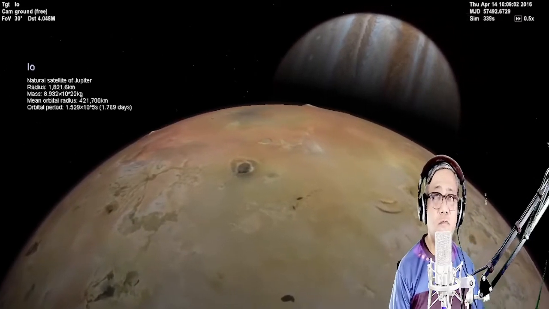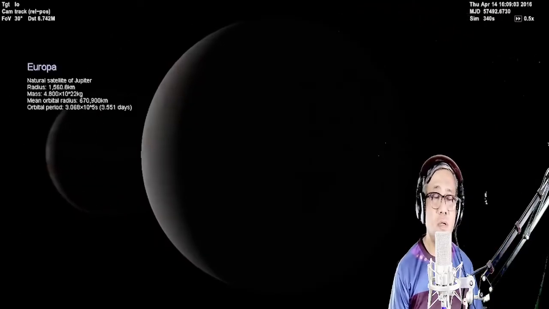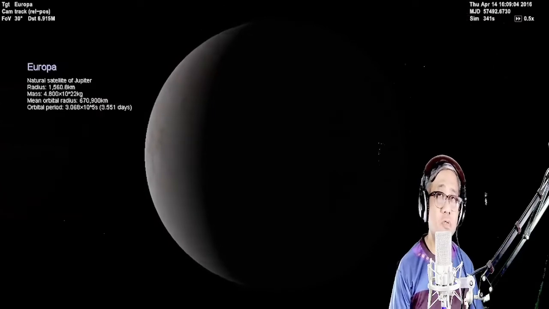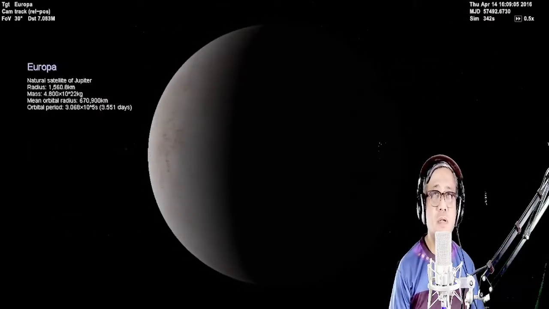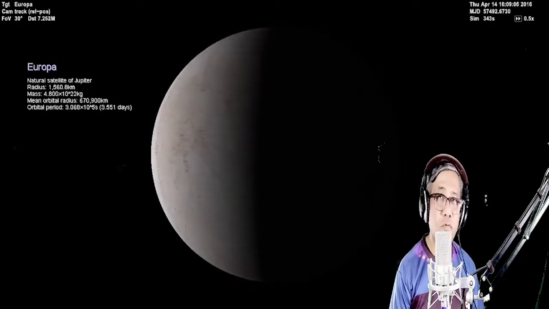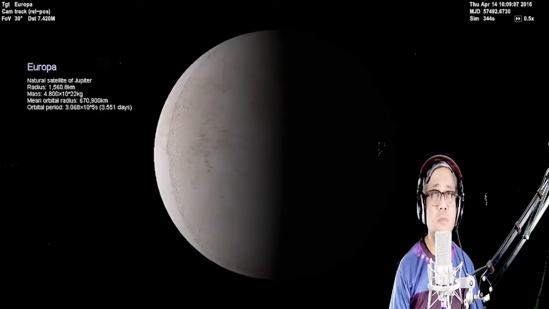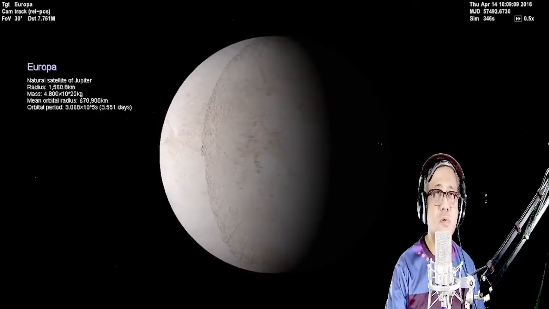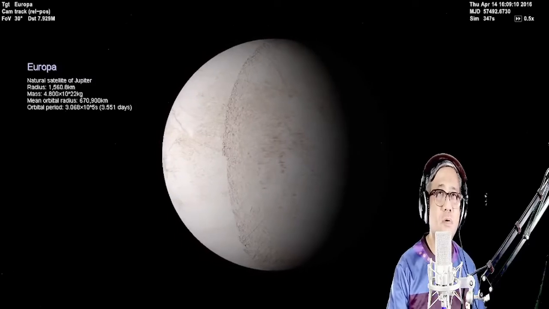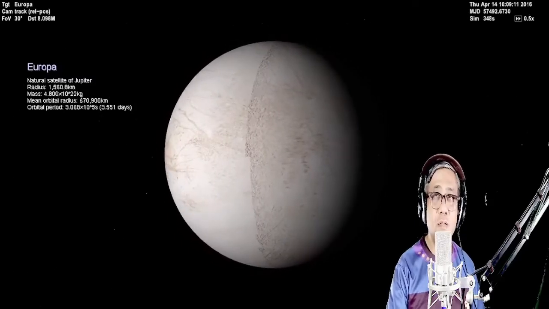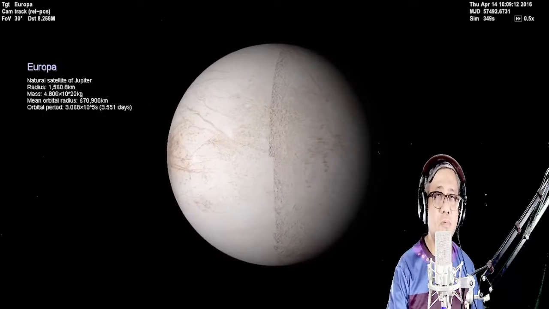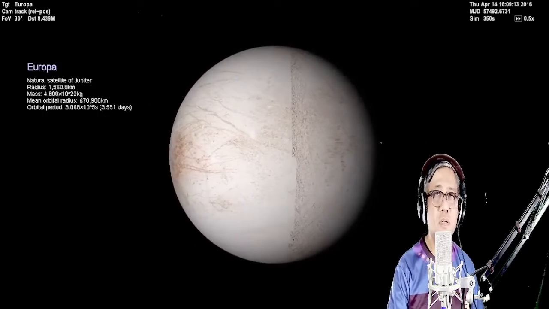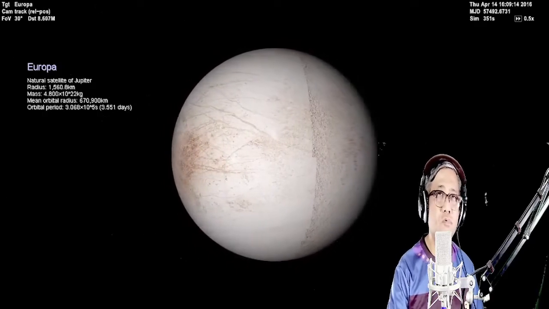No, may mga volcanoes na nag-i-erupt, making Io one of the geologically active moons in the solar system with more than 400 active volcanoes. Alright, next we have Europa. Okay, this is Europa, one of the Galilean moons din yan. Io is one of the Galilean moons. Europa is also one of the Galilean moons.